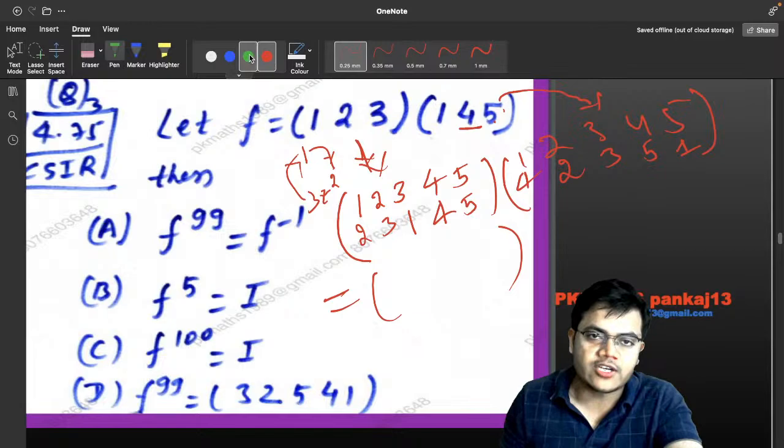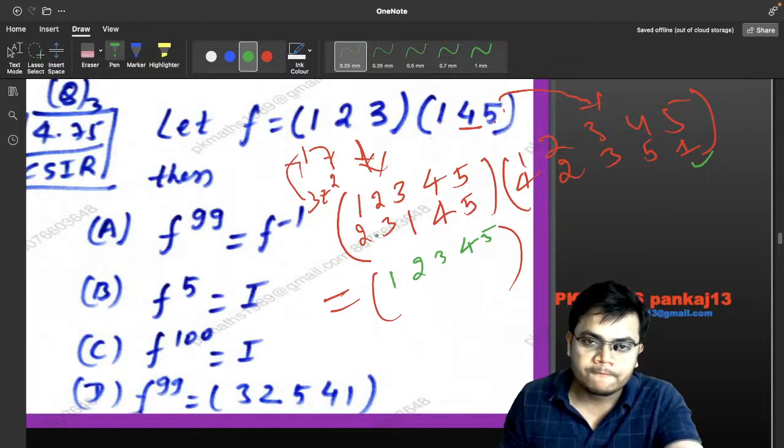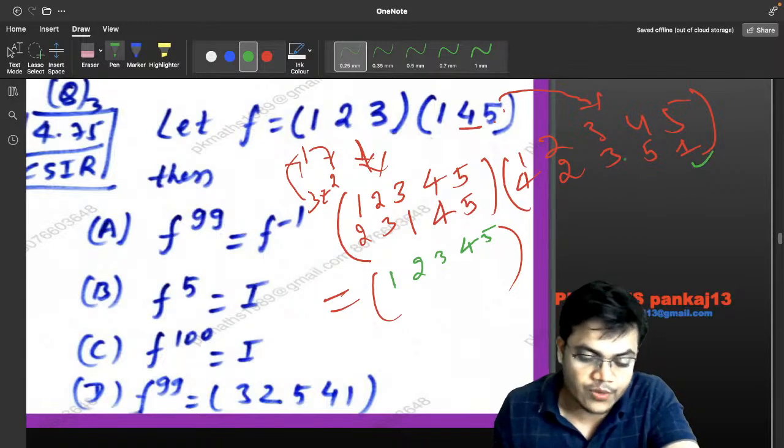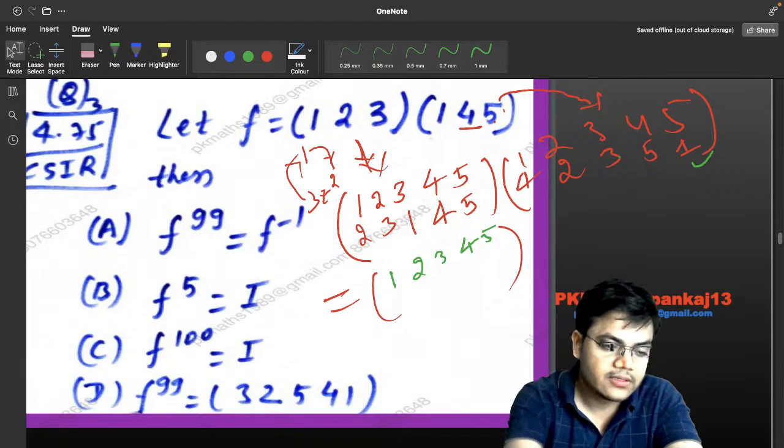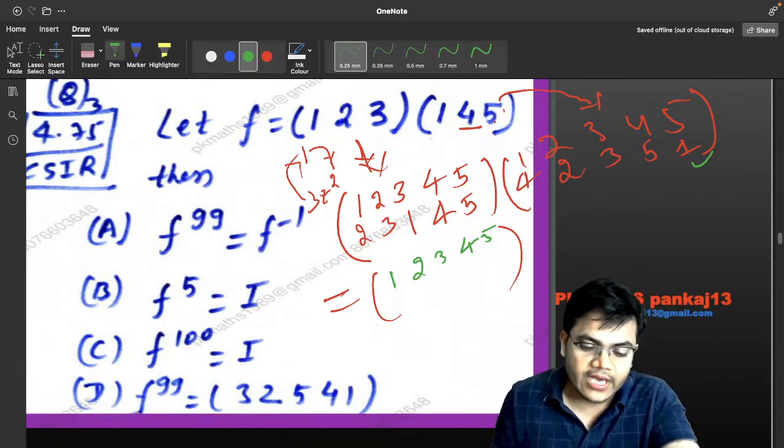And nobody can forget the product of two permutations. Once again we are going to write 1 2 3 4 and 5. So this 5 is coming to 1, and this 1 is coming to where? Certainly, what can you see? This 5 is coming to 1. And this 1 is coming to where? What would you like to say? Okay, am I right?